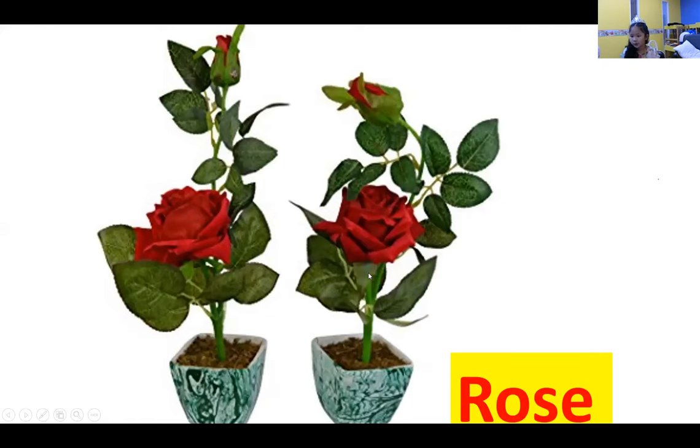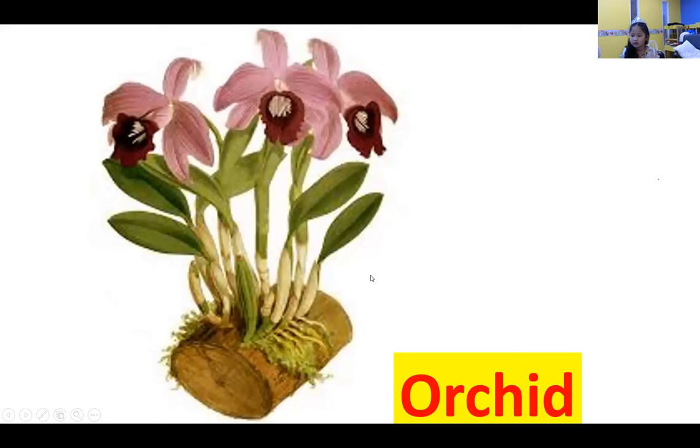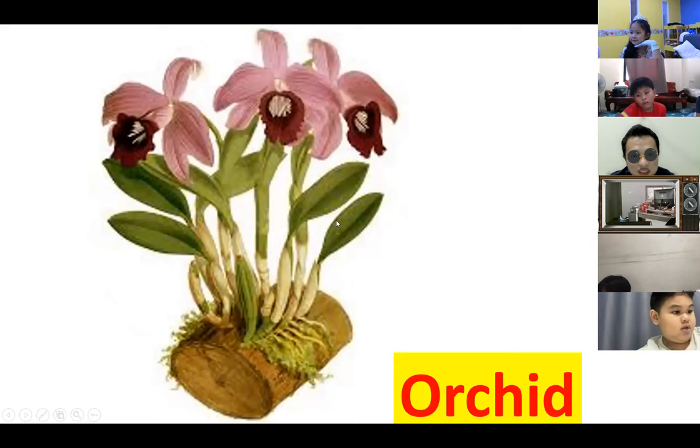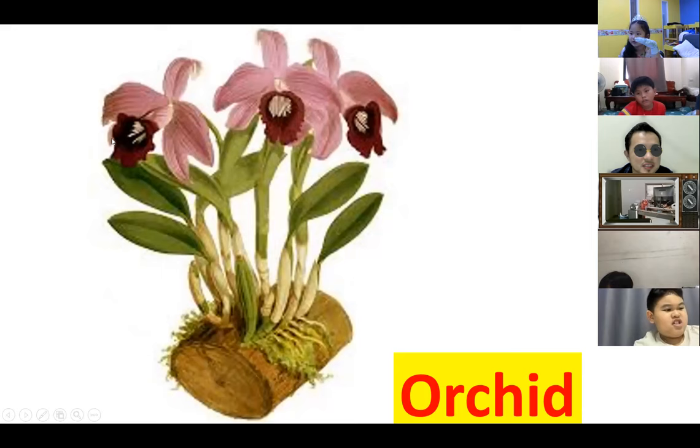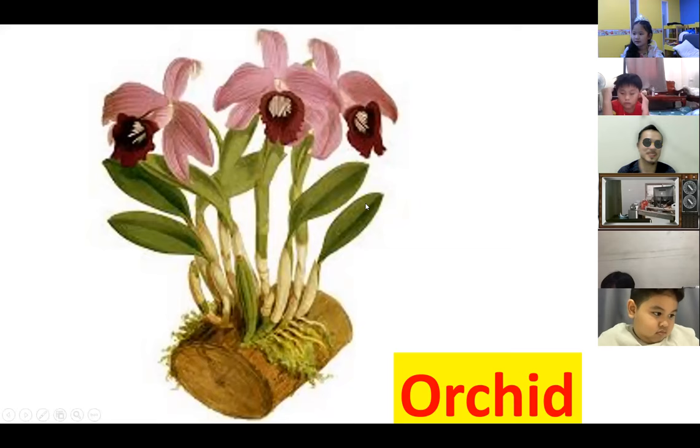We have hibiscus, a flowering plant. Rose is a flowering plant. Grass is a flowering plant. Orchid is a flowering plant. That means it produces flowers and produces what? Of course, it produces seeds. If you say flowering plants, this plant produces flowers as well as seeds.